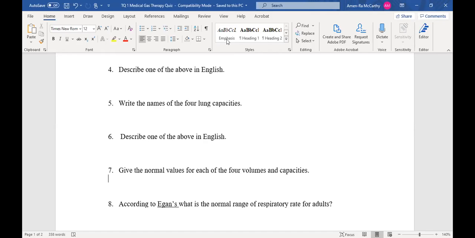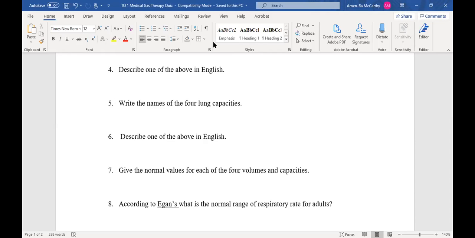You want residual volume or inspiratory reserve volume? Inspiratory reserve volume. That is the amount of air you can inhale after a normal inspiration. Good, good. All right. That's all 4 of those. All right, number 5. Write the names of the 4 lung capacities.